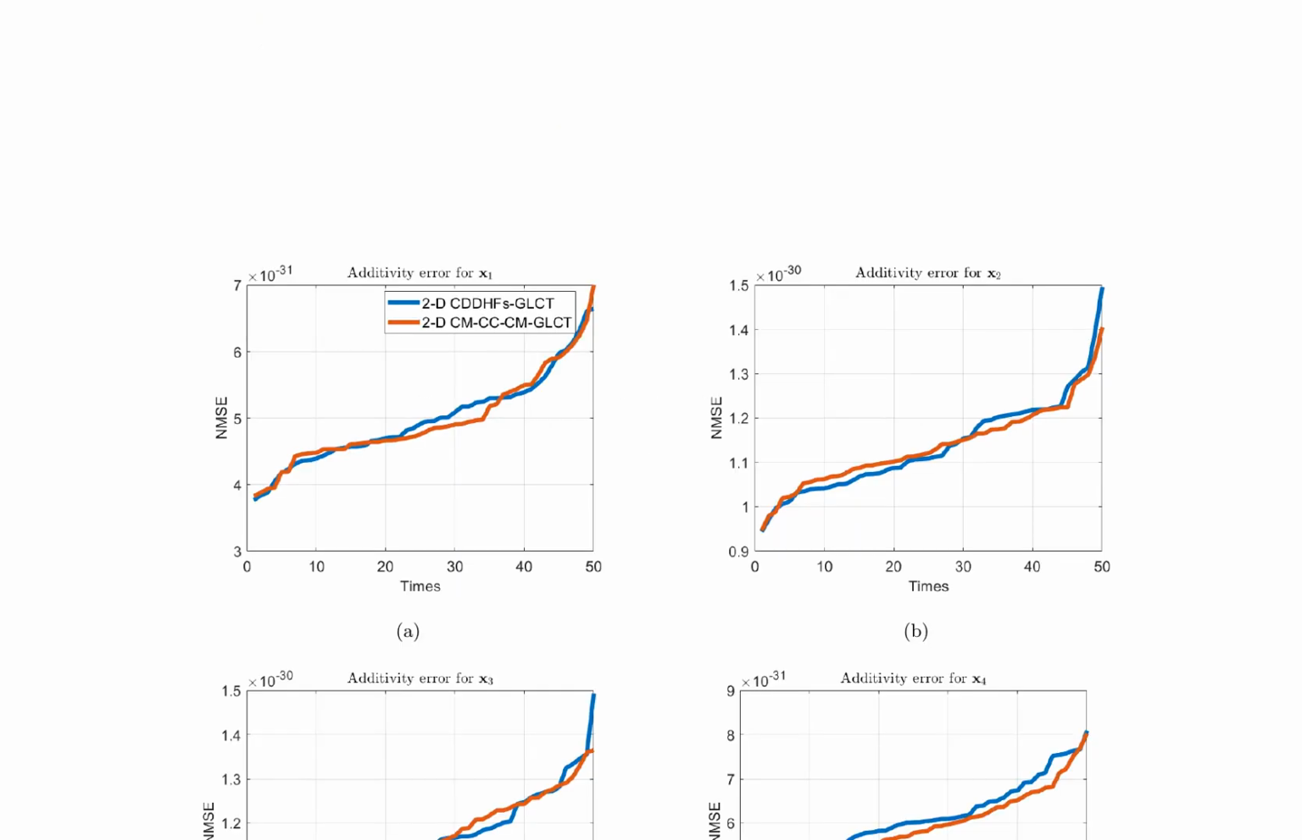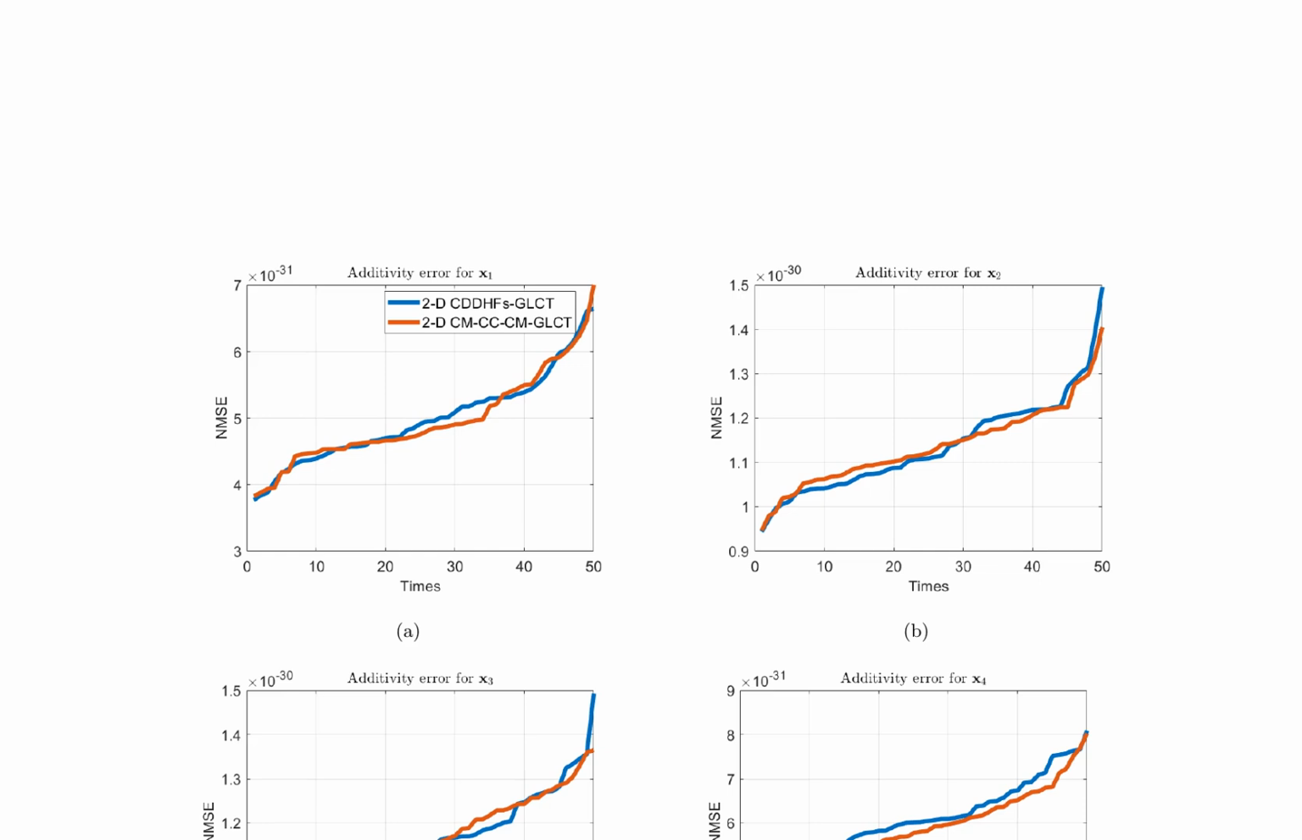The authors empirically evaluate the additivity property of the 2D CDDHFs-GLCT and 2D CM-CC-CM-GLCT methods, showcasing the superior performance of the latter. Figure 2 illustrates the normalized mean square errors, NMSEs, of the additivity property for 50 different sets of M1 and M2, demonstrating the 2D CM-CC-CM-GLCT method's improved ability to preserve additivity. The NMSEs of the 2D CM-CC-CM-GLCT method are consistently lower than those of the 2D CDDHFs-GLCT method. Table 3 compares the 1000 reversibility running averages for both methods, listing the critical components x1, x2, x3, and x4.